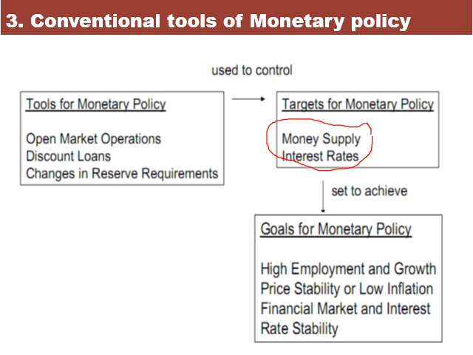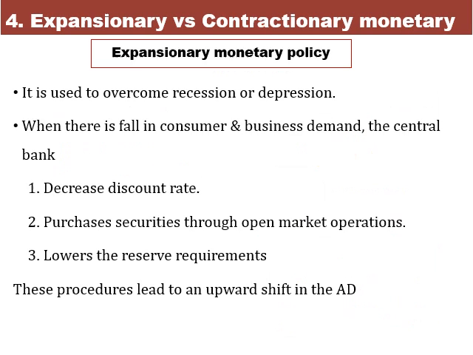So, as I said, when the central bank changes any of its tools, this will lead to a change in the intermediate targets, which include interest rates and money supply. After that, these changes in both money supply and interest rate will lead to achieving the final objectives of monetary policy, which are listed here, as we will see in this lecture. Now, let's explain the difference between expansionary and contractionary monetary policy.